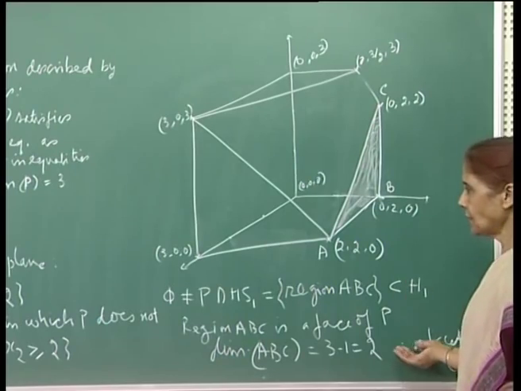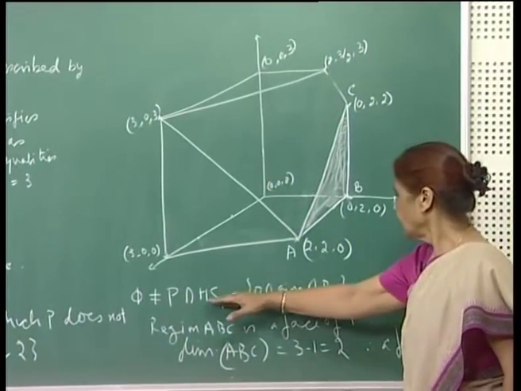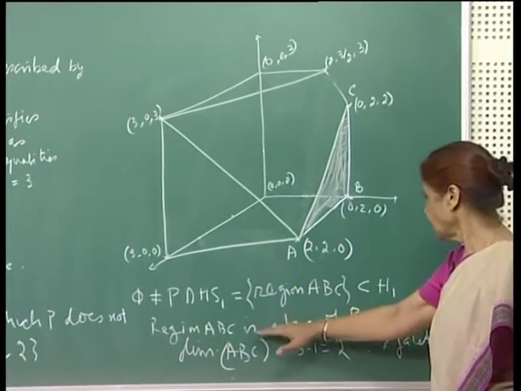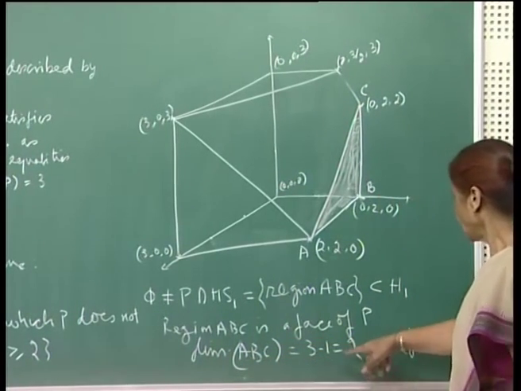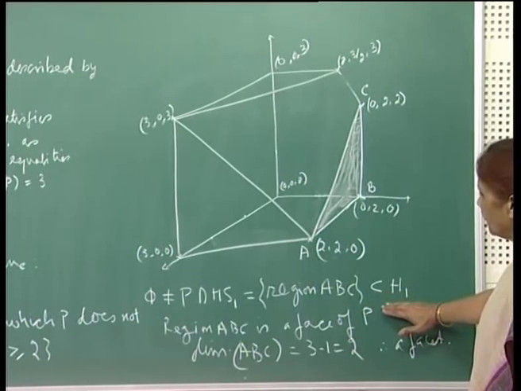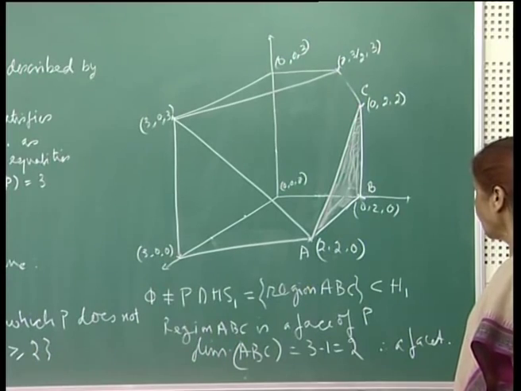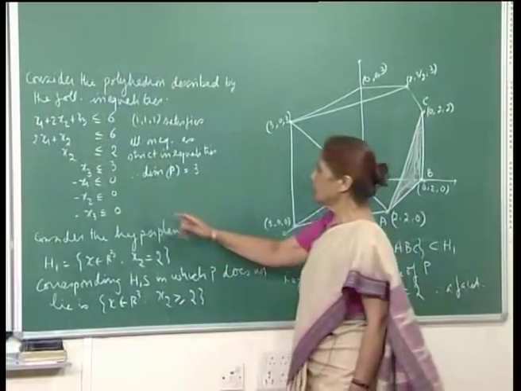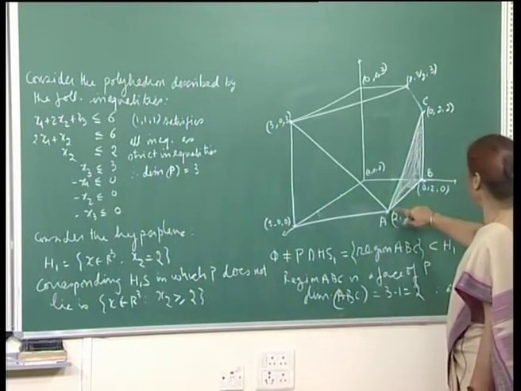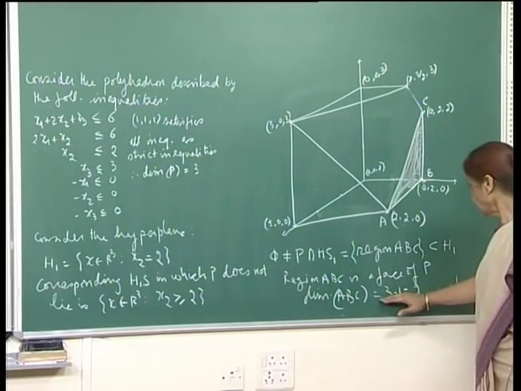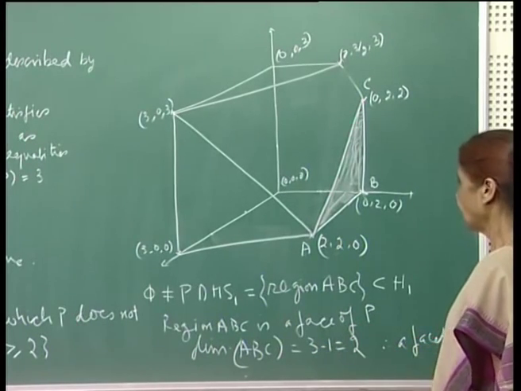So you can see that very well, and this is the region ABC, and this is a part of H1. So from our definition of a face of a polytope, if I can find a hyperplane such that this definition is satisfied, then this is a face of P. By our definition, the dimension of ABC would be 3 minus 1, because it is in a hyperplane H1, or you can say that x2 equal to 2 is the inequality which is satisfied as equality by all points on the region ABC. Therefore, this is a face of dimension 3 minus 1, which is 2, and so it is a facet, right?